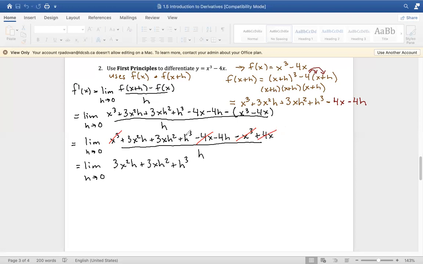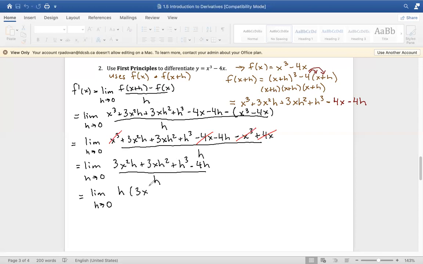Let me just check my notes here, make sure everything's on track. Minus the leftover here for 4h, don't forget, all over h. And then what we want to do is factor out the h, so we can get rid of h as the denominator, because h cannot be 0 as the denominator. Since if h is 0, that's not going to be good, right? So factor out the h of every single term.